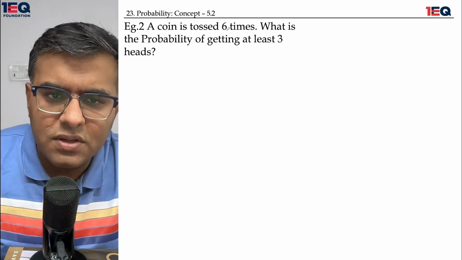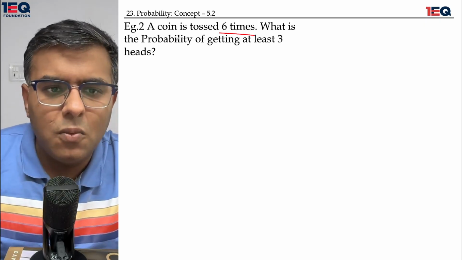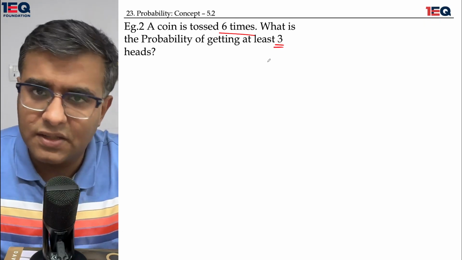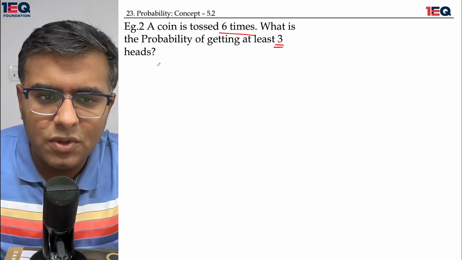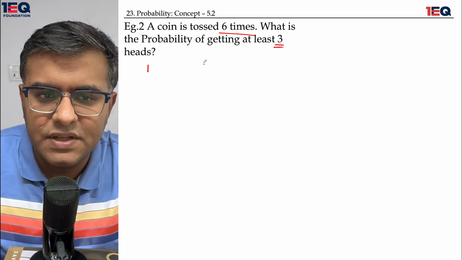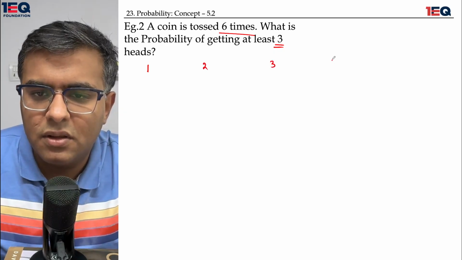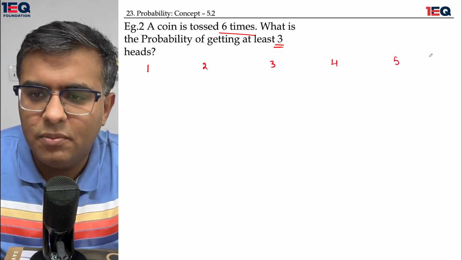A coin is tossed 6 times. What is the probability of getting at least 3 heads? Okay, let's assume the coin was tossed 6 times. The first time, the second time, the third time, the fourth time, the fifth time, and the sixth time.